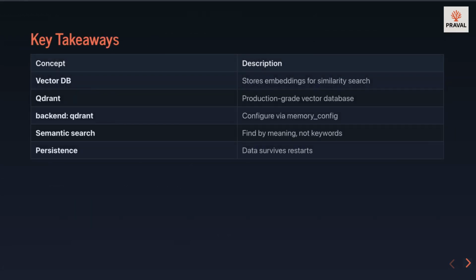Let's wrap up. Vector databases store embeddings for fast similarity search. Qdrant is production-grade and scales to millions of memories. Configure it with backend set to Qdrant in your memory_config. Semantic search finds by meaning, not just keywords. And your data persists across restarts, so agents truly remember.